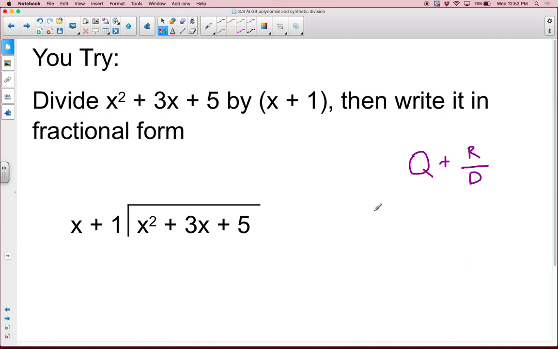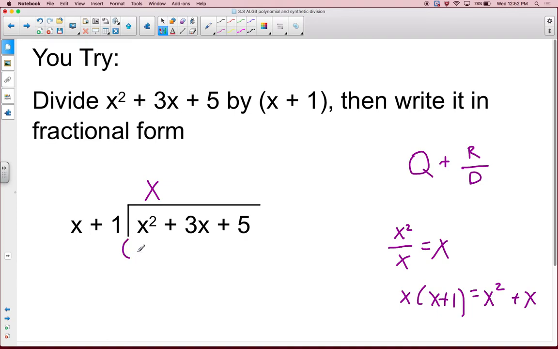Okay, so hopefully you gave that a try. Let's see if we got the correct answer. We start by dividing x squared divided by x, and we get an x. We start by putting that up top. Then we multiply x times x plus 1. We get x squared plus x. We put parentheses and we subtract this whole thing. X squared plus x. Put parentheses, the first ones will cancel out, those first terms. Then we subtract 3x minus x. We get a 2x here.